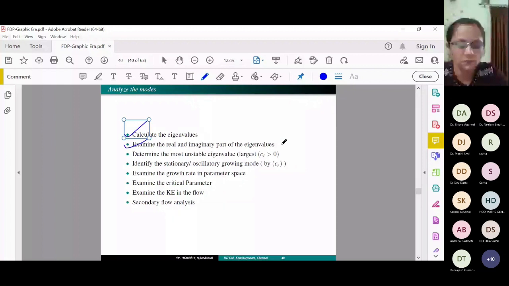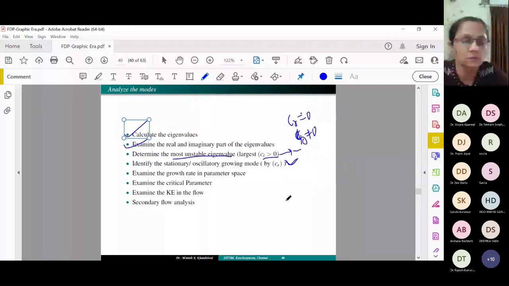The third step is to determine the most unstable eigenvalue, with Ci greater than 0. Then, with respect to that most unstable mode, we check whether Cr is equal to 0 or not. That is also important. If it is 0, we can directly declare that it is a stationary mode. If it is not 0, then it is a growing or oscillatory mode. So that is one type of analysis; the second type is to analyze the growth rate.